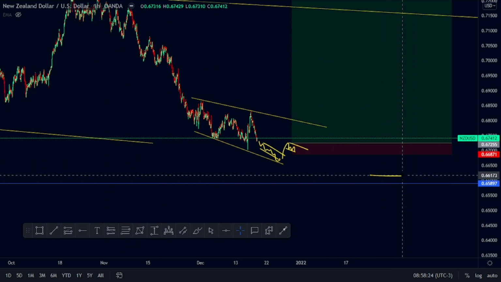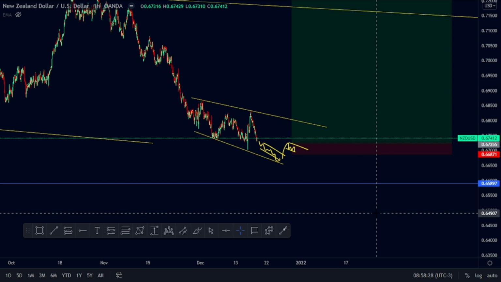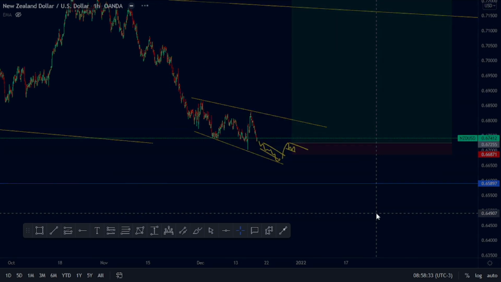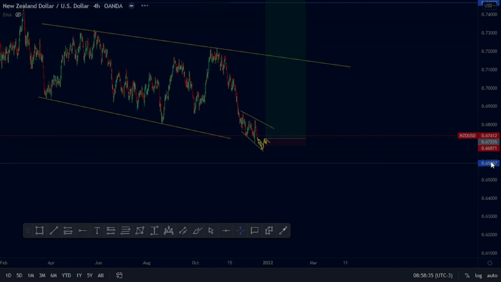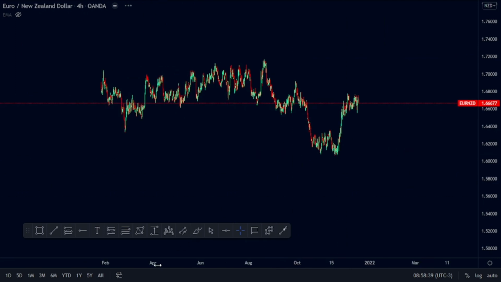GBPJPY, we are looking for selling opportunities, but currently looking for short-term buys before the overall momentum towards the downside. So that's it for NZD/USD. Let us take a look at the next pair, which is EURNZD.